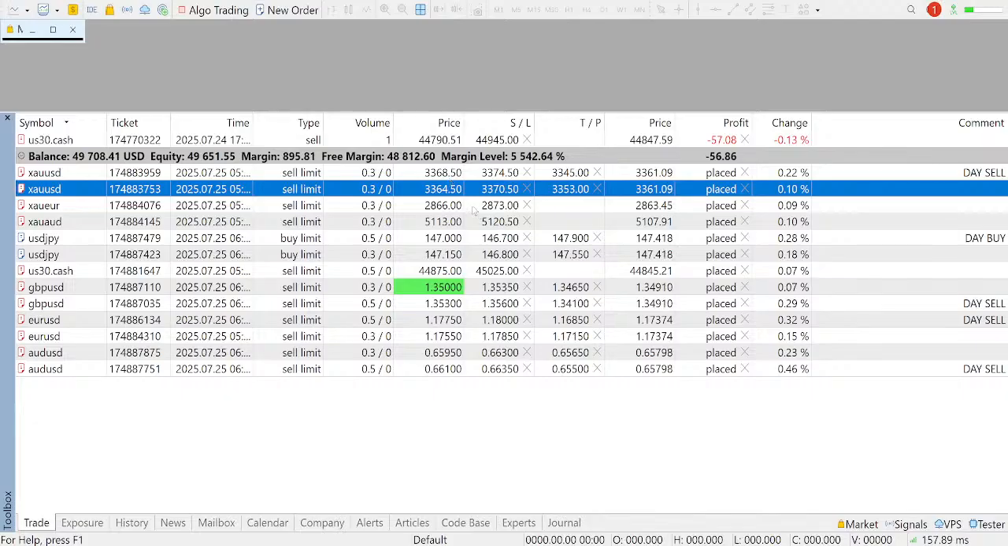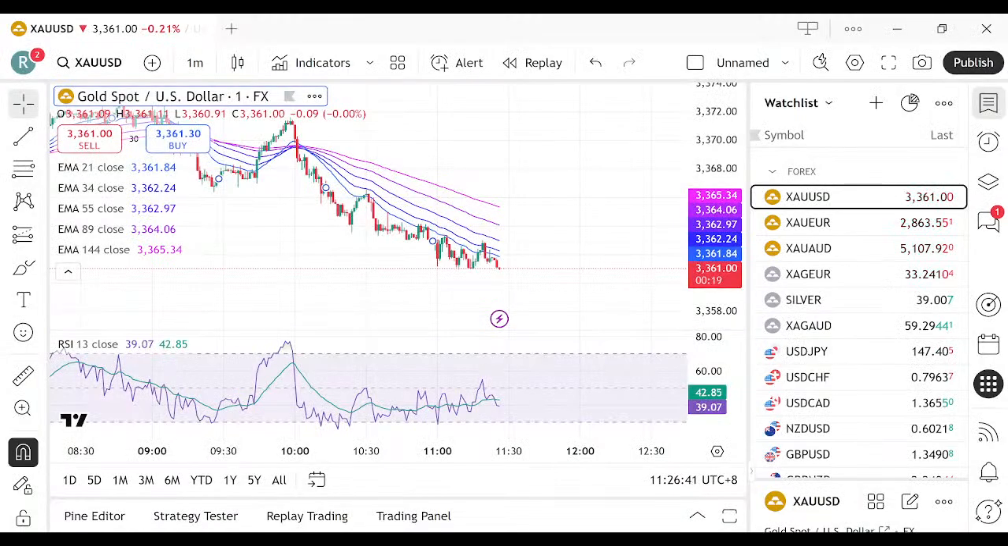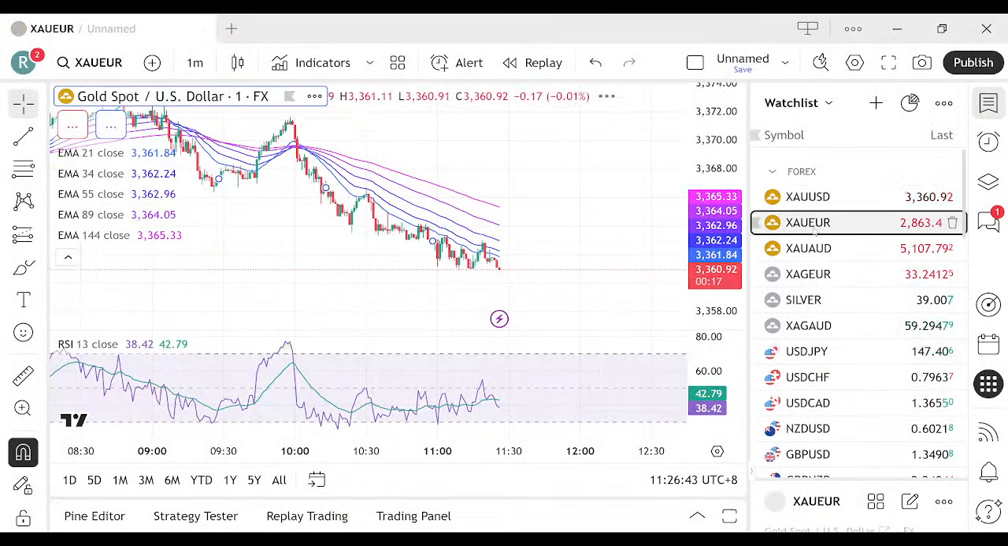It's the 33.68 half, and the target for today we are looking at 45, 3345. Okay, so let's move on to the next currency, which is gold euro.